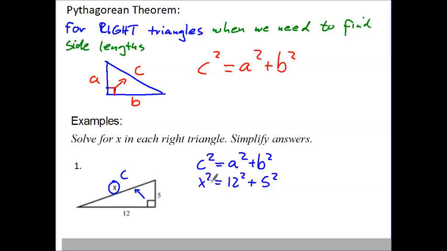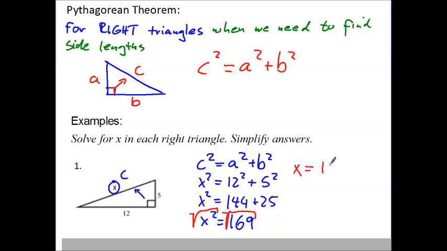So x squared is equal to 12 squared plus 5 squared. In other words, x squared is equal to 144 plus 25. X squared is equal to 169. So now let's take the square root of both sides, and x is equal to 13. Now this triangle has three nice integer side lengths. We got 5 and 12 and 13.